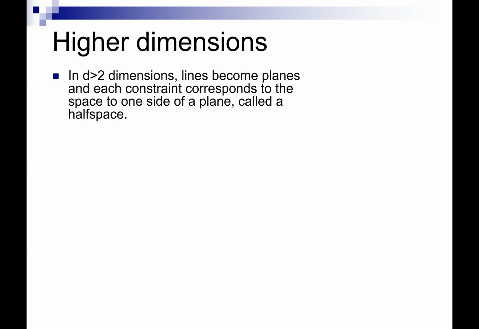So now when we had two variables, all of our constraints were given by lines. But if we're in higher dimensions, then these lines actually become planes. And then the set of points which satisfy one of these constraints is going to be all of the points which are on one side of a plane. And this is going to be called a half space.